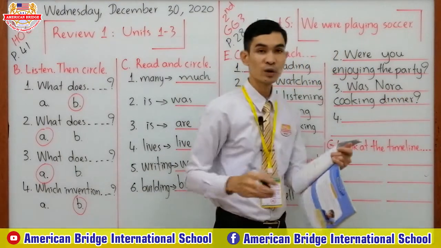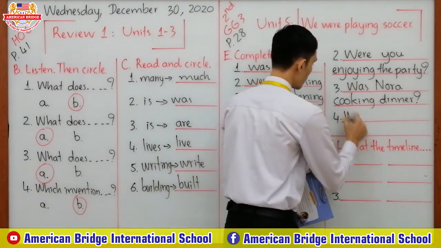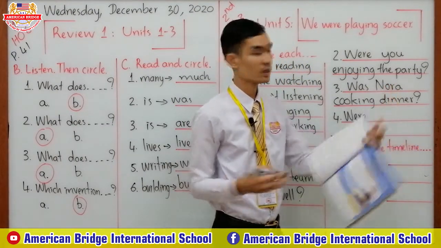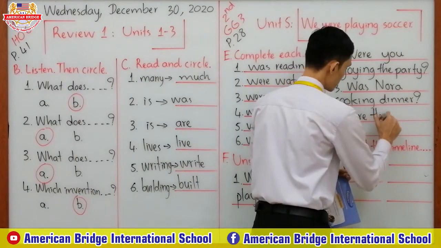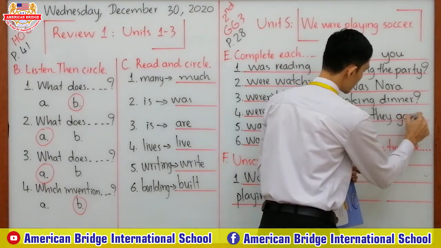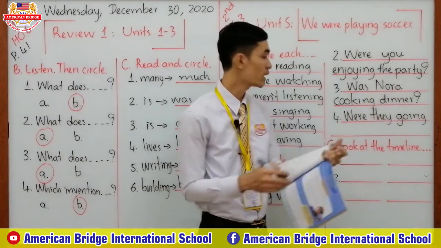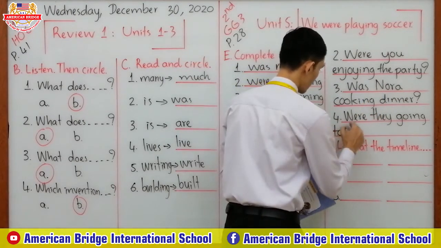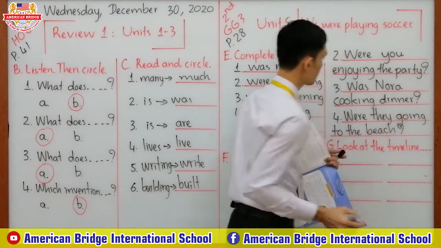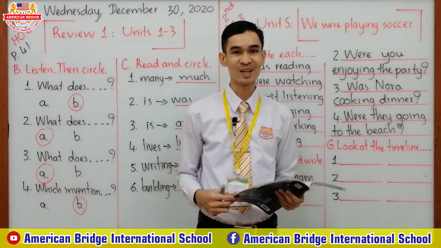Okay, now let's continue to number 4. Were. Okay, we can find were here. So you write were, and after that the subject. What is the subject here? They, right? They is the subject, and then verb ing, going, right? Going is verb ing, and we have one more, to the beach, right? Going to the beach. Question mark. Okay, so now we can finish part F, and I think your answers are correct, right?